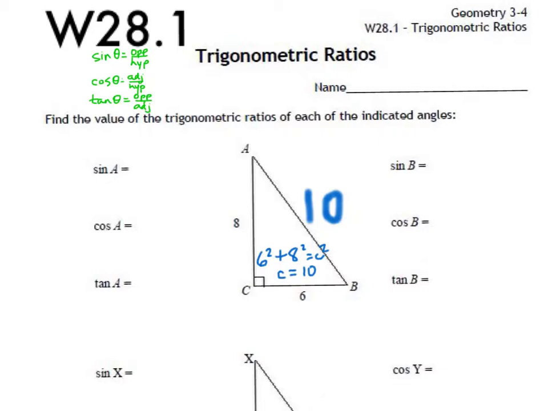And let's go ahead and get started now with the sine of A. Since we are finding the value of a trig ratio for A, A is going to be our reference angle here. Sine is opposite over hypotenuse, so opposite angle A is 6, and the hypotenuse is 10, so we get 6 over 10. And then, of course, since this is a fraction that we can reduce, 6 over 10 reduces to 3/5. Make that smaller, get it out of the way.